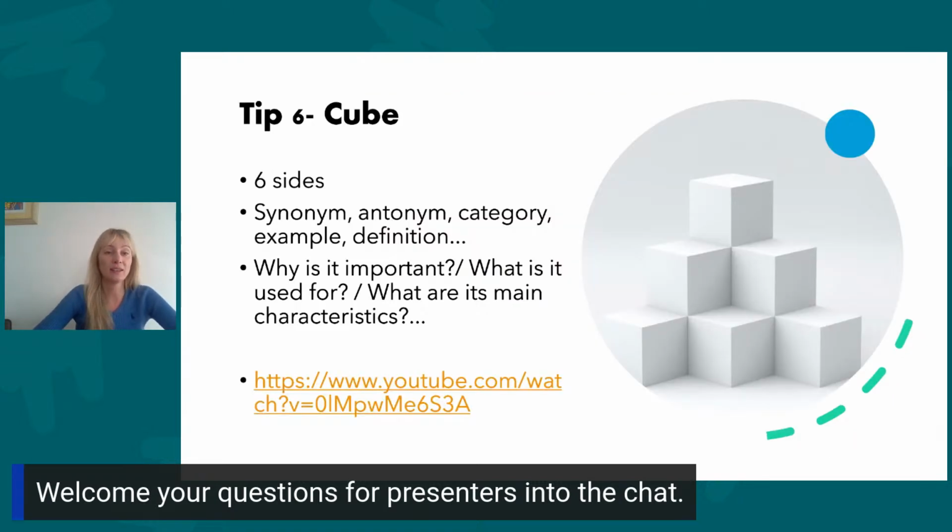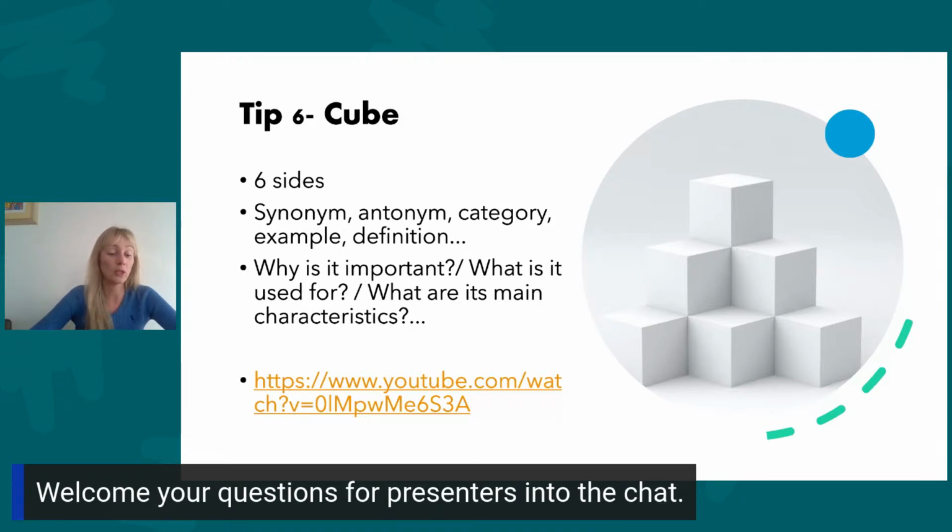As for the following tip, it's tip number 6. So this may seem as something that maybe kindergarten teachers do, but you can make a cube out of paper easily. And then you can write on the sides of it. You can give them this target concept. And then if they toss this dice, if one side says synonym, they have to provide a synonym for the word, antonym, and so on. You can ask questions. Why is this important? What is this concept used for? What are its main characteristics?